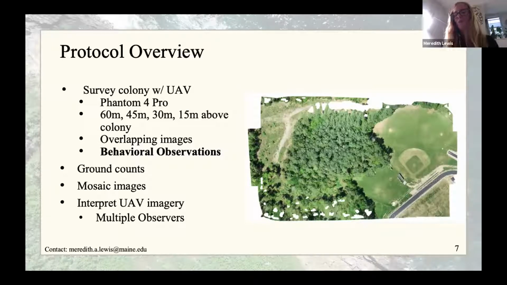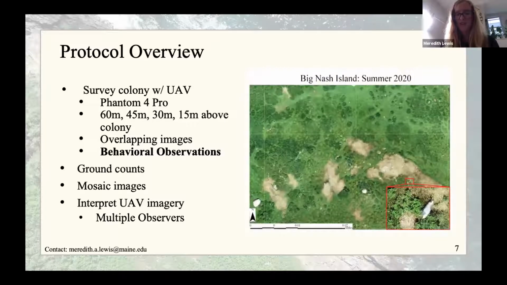And we will have multiple observers go through and interpret that imagery. And as you can see in this next photo here, this is how we put it in ArcGIS Pro. Yellow lines are a little difficult to see on this picture, but this is how we sort of organize ourselves and facilitate the manual interpretation by individuals.